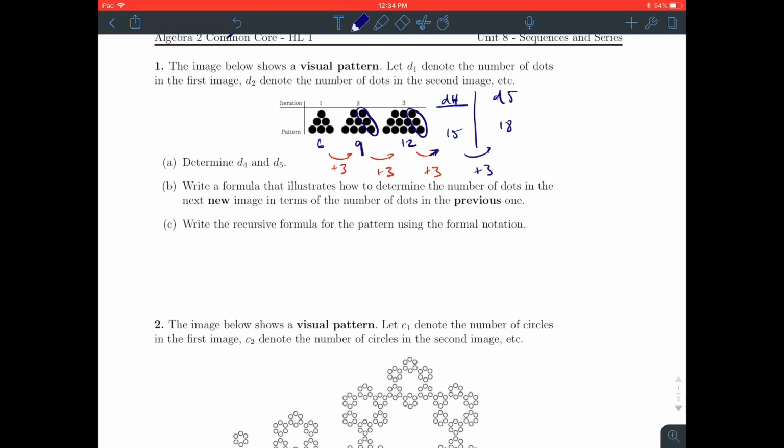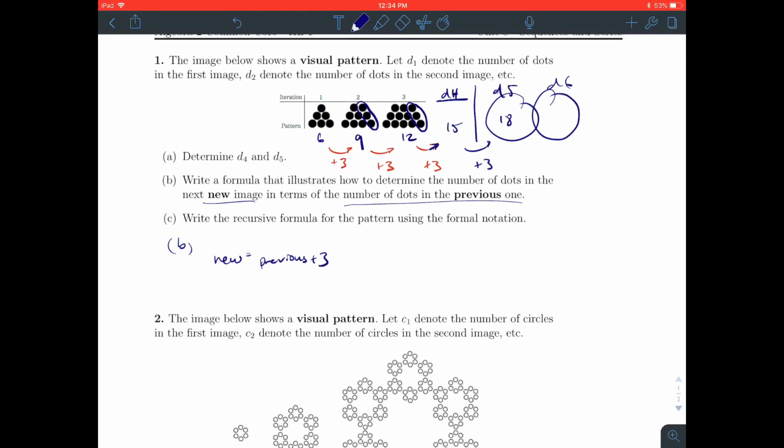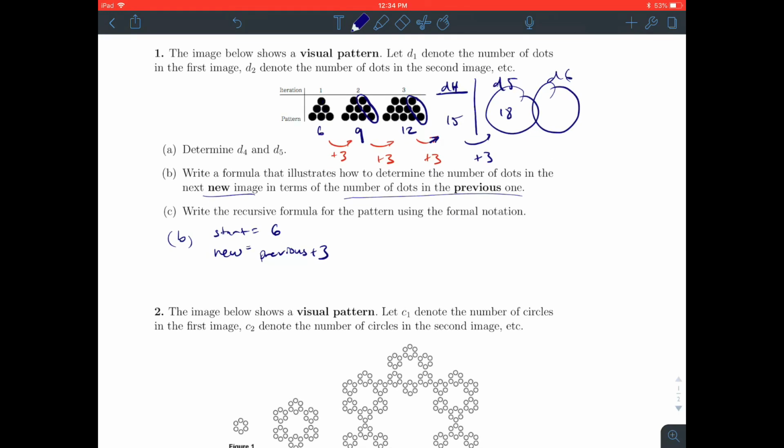Write a formula that illustrates how to determine the number of dots in the next new image in terms of the number of dots in the previous image. So for part B, my answer would look like: new equals, so to get the new image, D6, I'd have to take the previous and add 3. We saw in class today that having this rule isn't enough to completely determine a sequence, so we need to have a start value of, say, something like 6, because in this case it was 6. So these two equations compose our recursive formula using informal language.